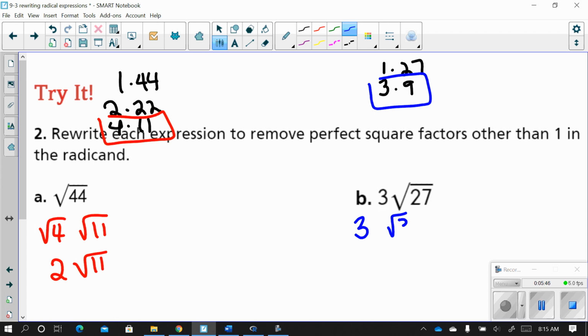And then I have the square root of 3 times the square root of 9. Again, I'm leaving this 3 alone. Oh, square root of 9, that's just 3. And I don't know the square root of 3, so I leave it alone. Now, we're just going to multiply these together. Okay, 3 times 3, 9 times the square root of 3.